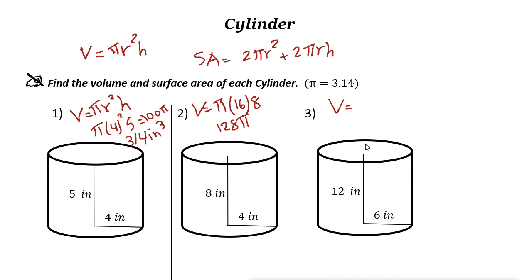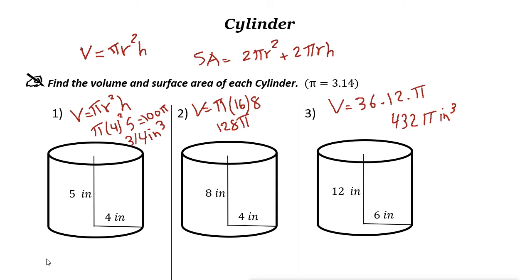The next one, the radius here is 6 and the radius squared is 36. So 36 times the height, which is 12, and then times pi. Using a calculator, 36 times 12 is 432. So the answer is 432 pi, and the volume is in cubic inches. Instead of pi, you can multiply 432 times 3.14.